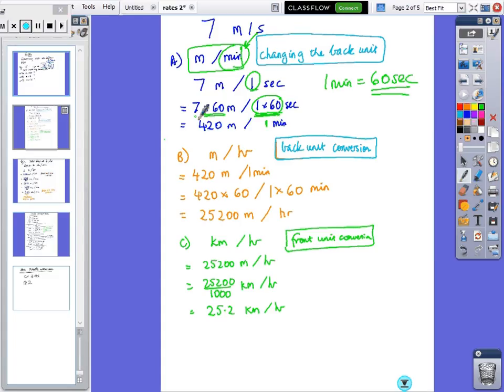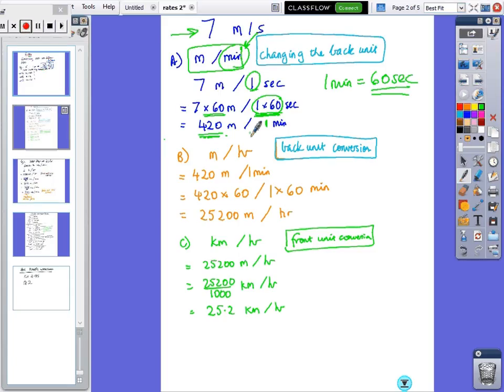And on your calculator, 7 times 60 is 420. So if you run 7 meters per second, you're going to run 420 meters per minute. Obviously, it makes sense that every second you're going to get further along.